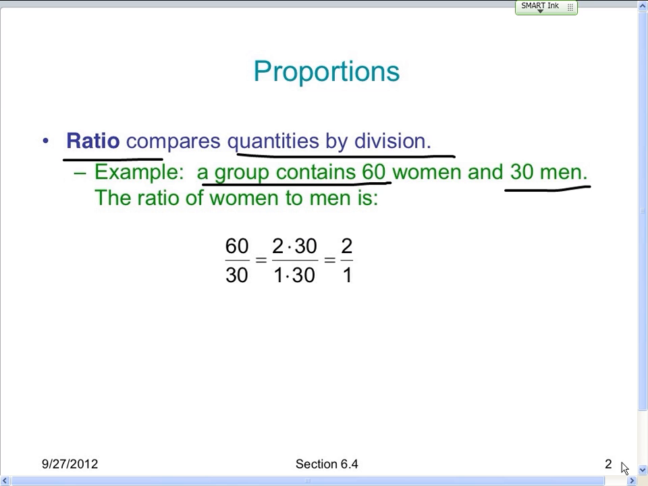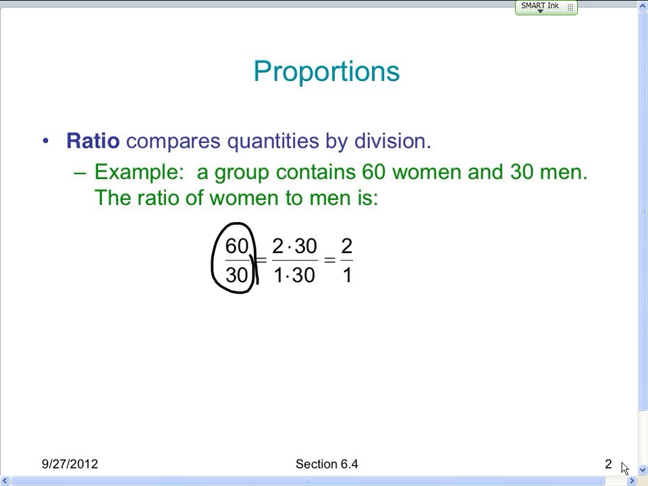So if we take the ratio of women to men, the first number goes on top, 60, to men, which is 30. You would reduce that fraction, but you would still write it as a fraction. A ratio has to have two numbers, a top number and a bottom number. I realize if you actually take 2 divided by 1, you get 2, but you're not going to write 2. With a ratio, again, you do need a top number and a bottom number.